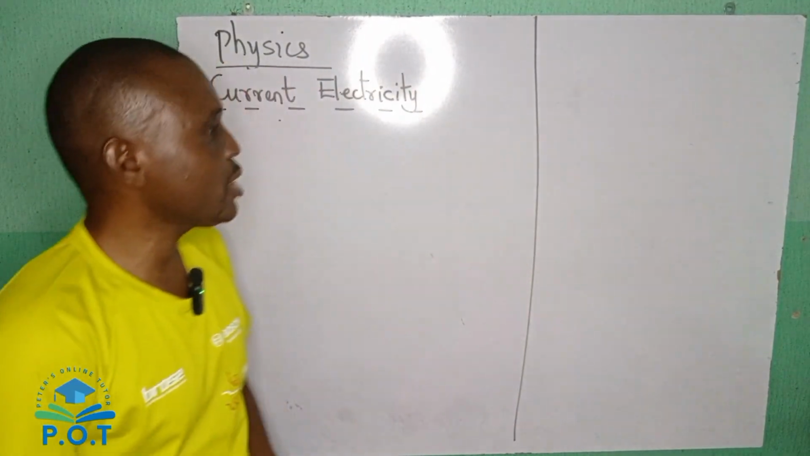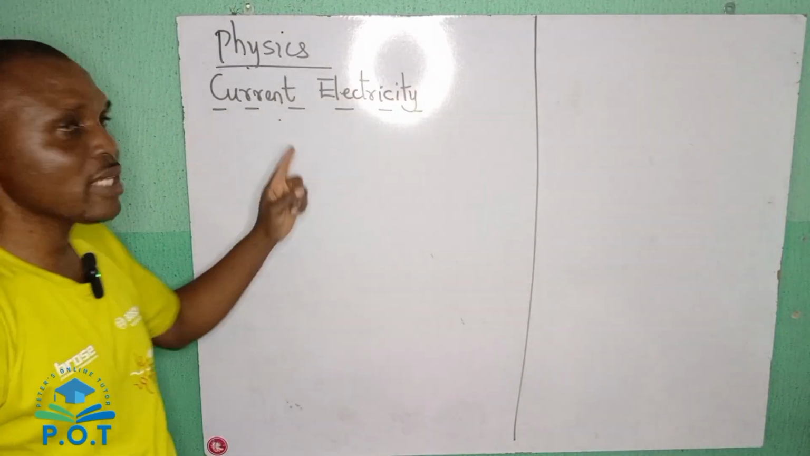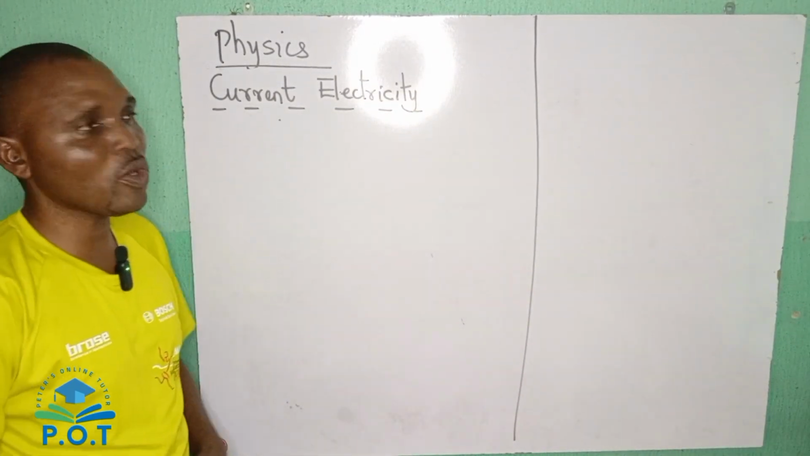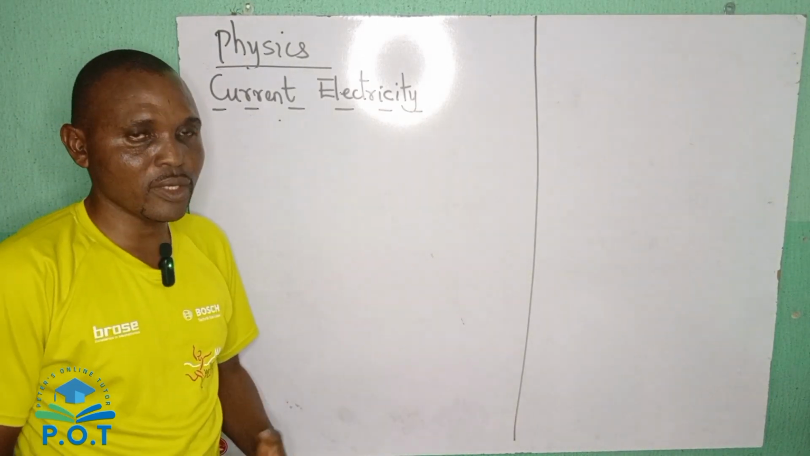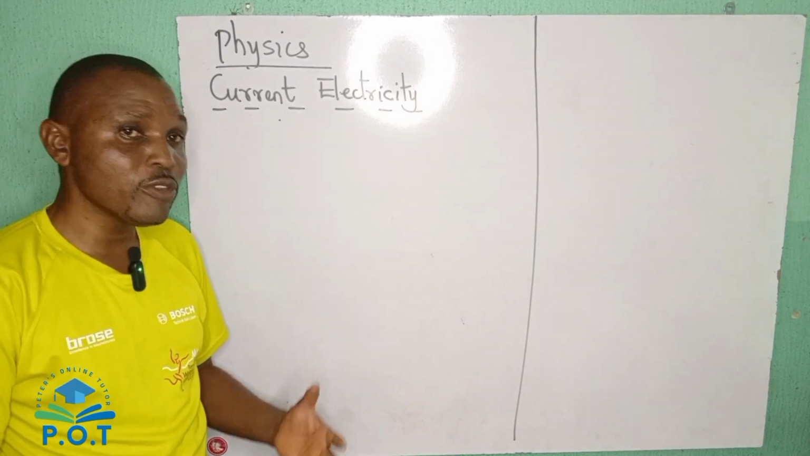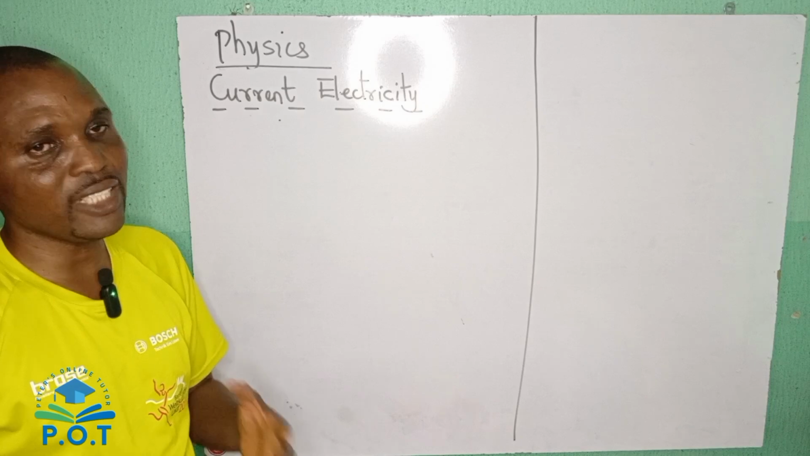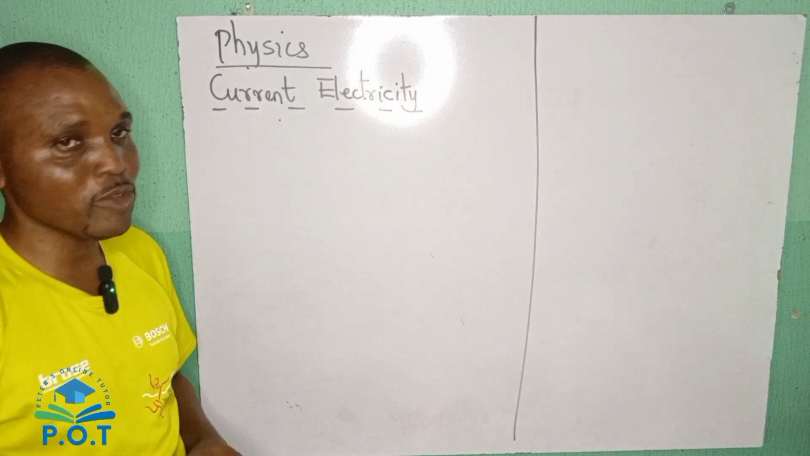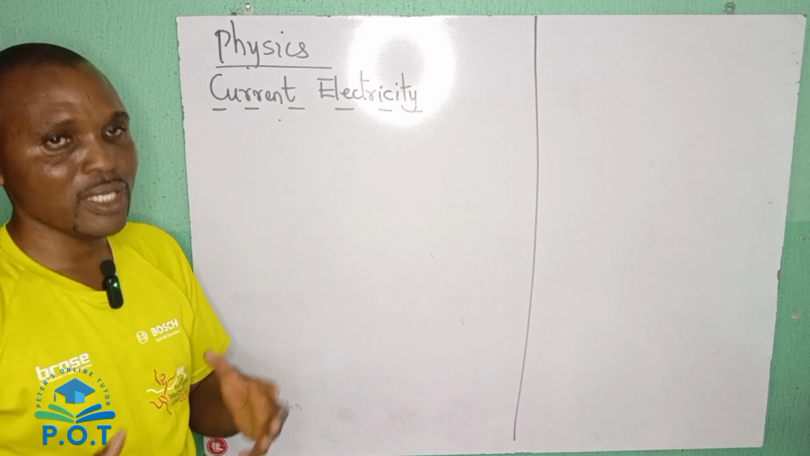Today we shall be taking a look at physics. And the topic for us is current electricity. Okay, current electricity. Now, what is current electricity? Current electricity basically is the movement or the flow of electrons in an electric circuit.